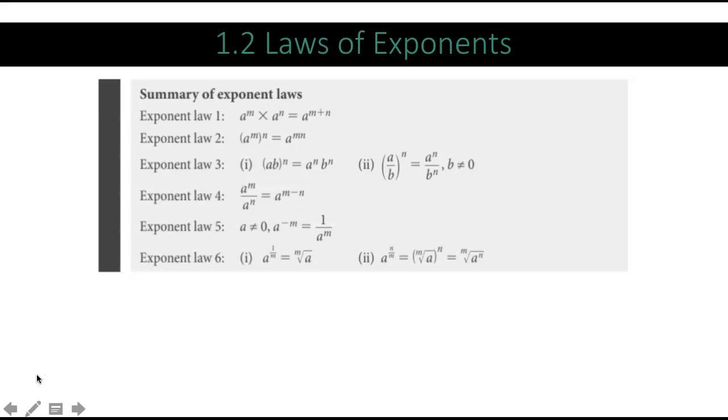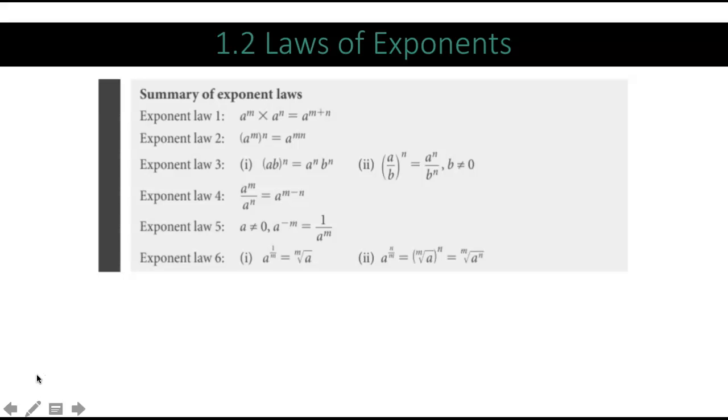Rule number 3, when you have parentheses, the exponent on the outside of the parentheses gets distributed to everything inside the parentheses. So in part 1 of exponent law 3, it's a times b to the nth power, which is a to the nth, b to the nth. In part 2, when you're dividing, same thing. Because it's in parentheses, that exponent belongs to both a and b.